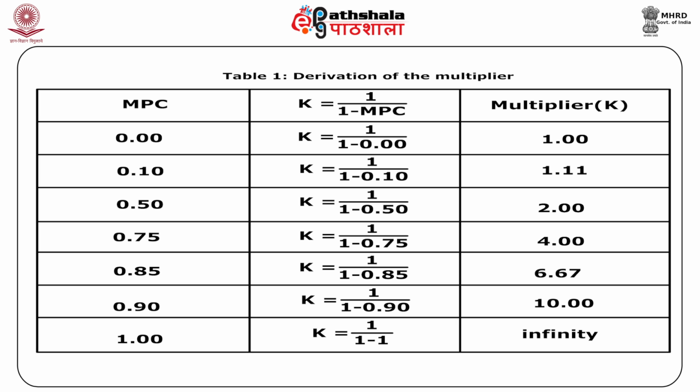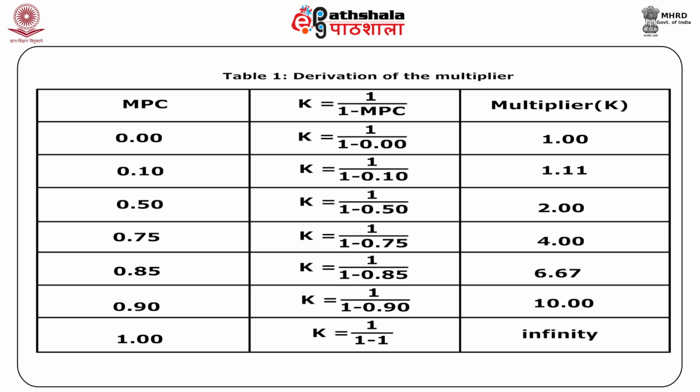As the value of MPC lies between 0 and 1, the value of the multiplier is always between 1 and infinity. When the whole of the income is saved and no amount is spent for consumption, then the MPC takes the value 0, and thus the value of multiplier turns out to be equal to unity. On the other hand, MPC is unity when the whole of income is used for consumption purposes, which in turn leads to an infinite multiplier.